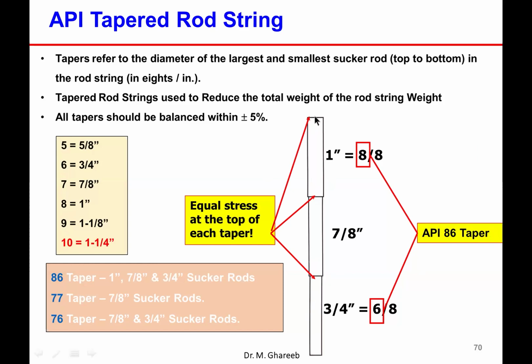For example, if this rod is subject to 90% of its maximum stress, then the top of the 7/8 rod string should have the same 90%. You should have the same 90% of each allowable rod strength, and so on.